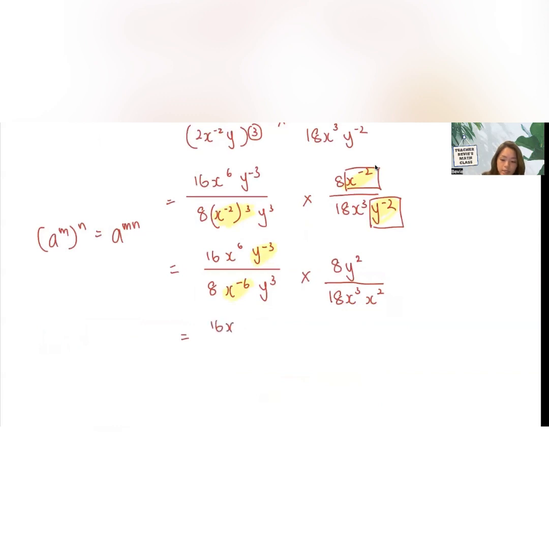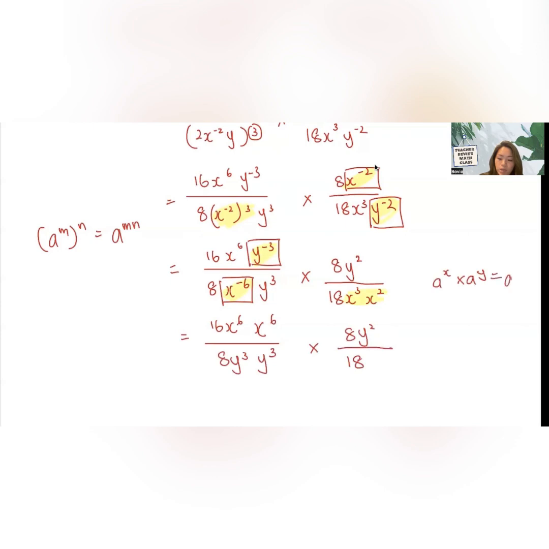So again, 16x^6 I copy. This x^-6, I will shift it upwards to become x^6. All right, at the bottom one, I have 8y cubed. I copy it down first. And this y^-3, I will also bring it downwards to become y^3. Okay, and then from here, 8y squared over 18. Okay, so for this portion of the indices, I can actually combine using this law of a^x times a^y, which gives me a^(x+y). All right, so likewise, x cubed times x squared gives me x^(3+2), which is x^5.